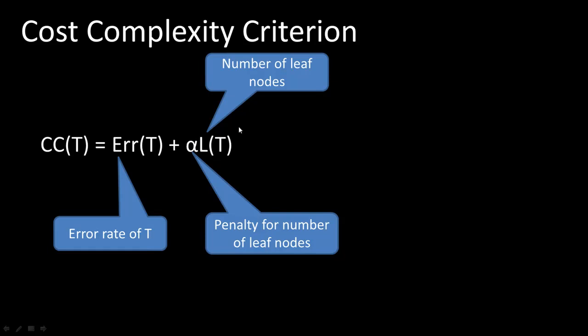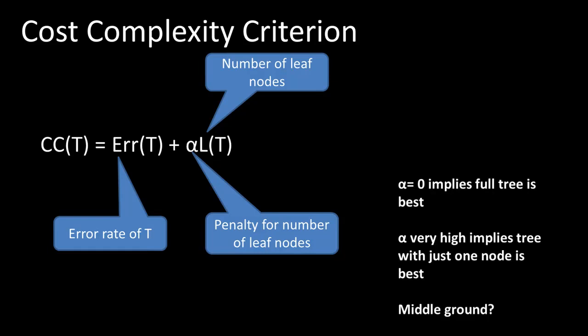We cannot just go by error rate alone because we might end up overfitting. So you add in this complexity criterion and say the total cost is measured by its error rate plus its complexity. Alpha is the penalty for the number of leaf nodes, and L of T is the number of leaf nodes we have. This is the total cost, and this is what we are trying to minimize.